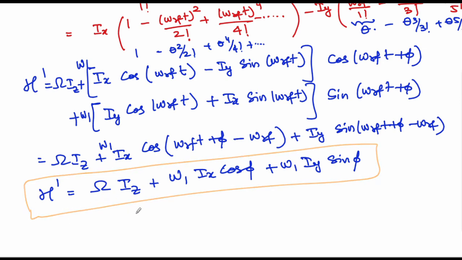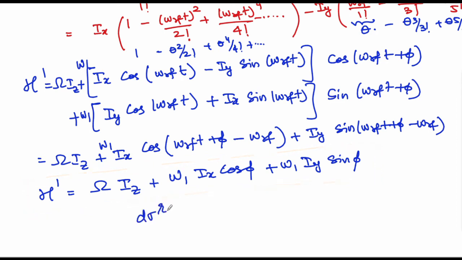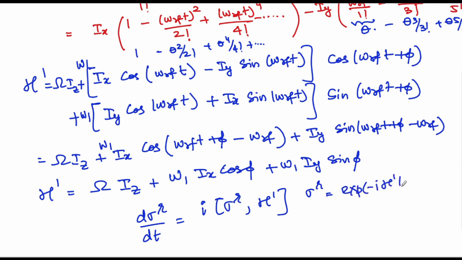Therefore, we can happily apply the Liouville von Neumann equation, where you would be able to get the solution in no time. So we will be able to apply the Liouville von Neumann equation, especially the solution to it, where sigma r would be given by exp minus I H prime t times sigma 0 of r times exp plus I H prime t. I hope this exercise has been useful for you to understand.